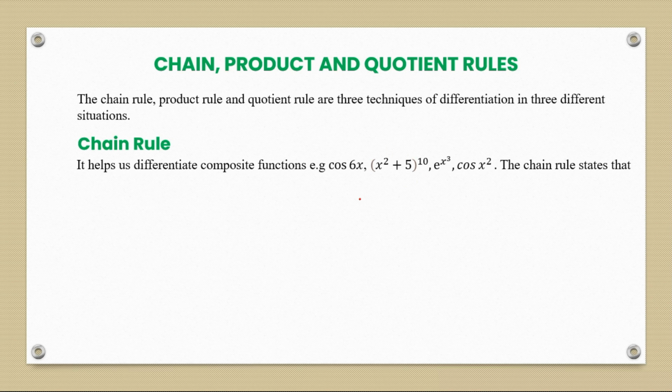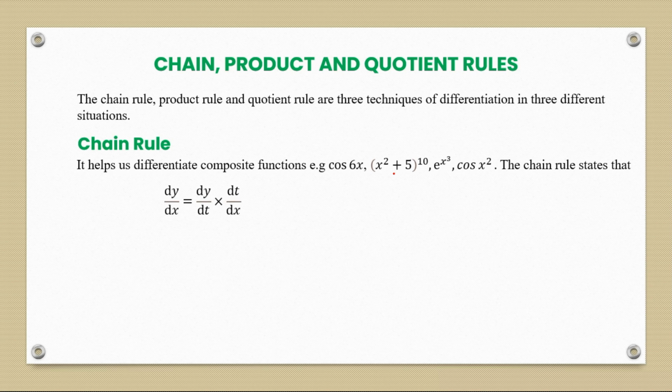Then we have another example of a composite function where we have x squared plus 5 in brackets and then to the power 10. This is actually not as straightforward as the numbers before, so this kind of example will require the chain rule. Then we also have another example of exponents where we have e to the x cubed, and that will also require the chain rule. Another example is cos x squared.